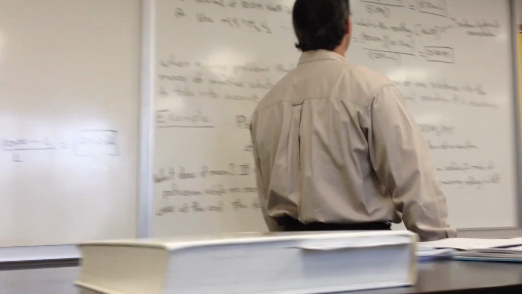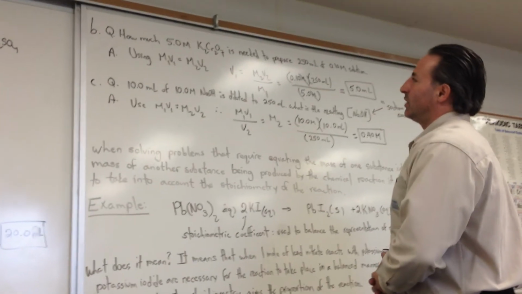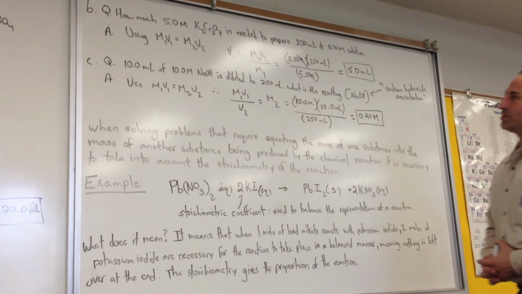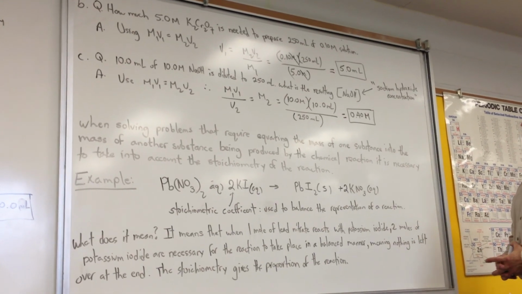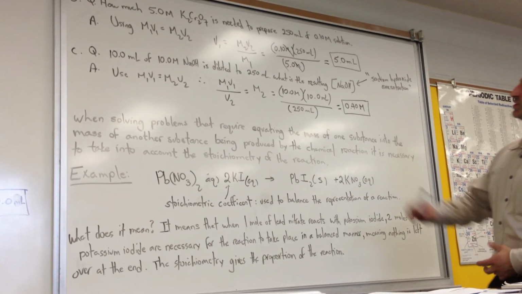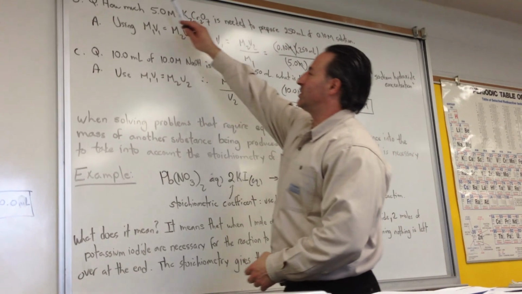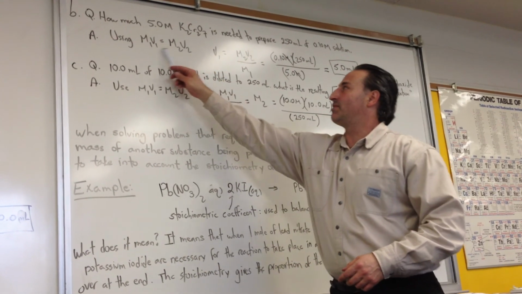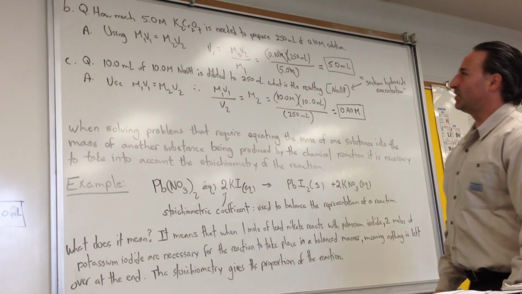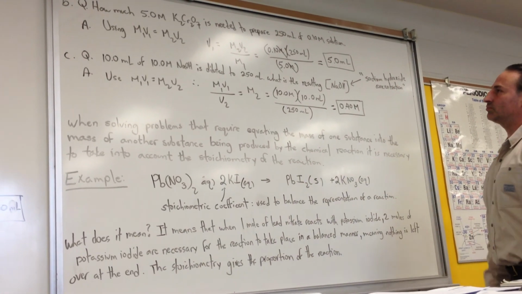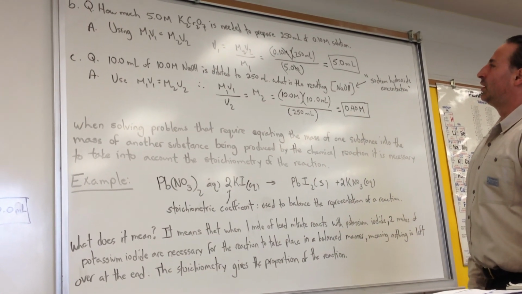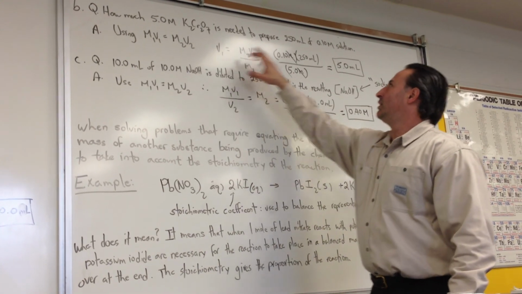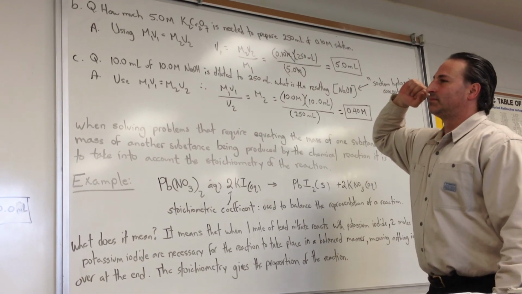Third question in the assignment. How much of a 5 molar solution of potassium chromate is needed to prepare 250 mLs of a 0.1 molar solution? So you see 3 pieces of information, and they're asking you to dilute something, so definitely we're going to use M1V1 equals M2V2. We isolate the variable.